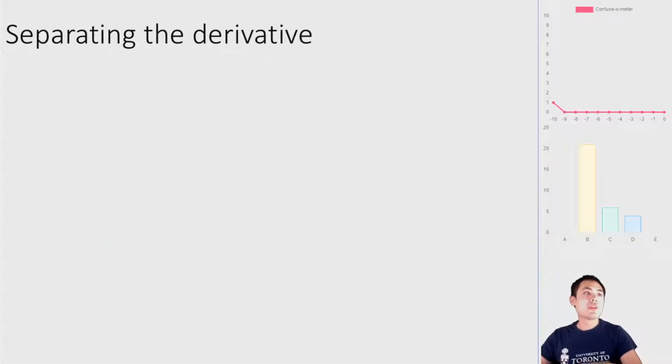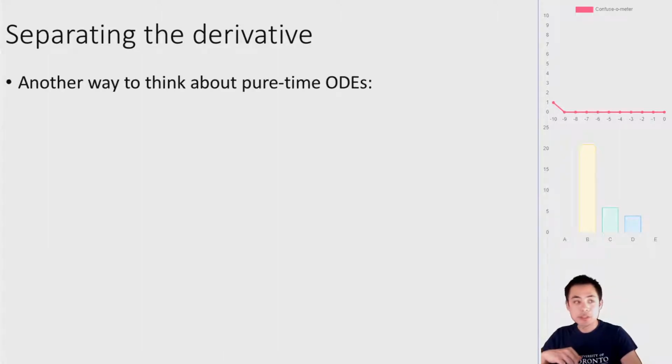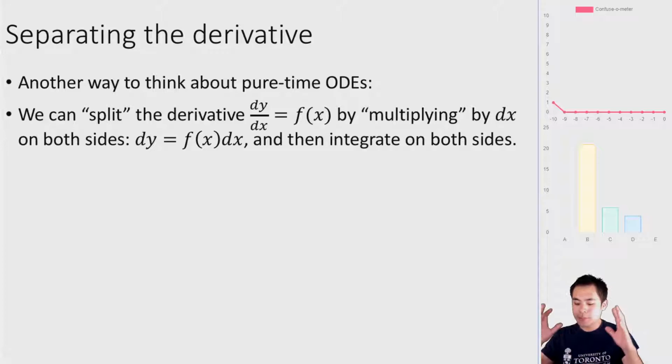So, what else can we do? So there's another way we can think about these pure time ODEs. And it'll be a little bit odd to think about it this way, but it turns out that this will be helpful in solving other ODEs in a moment. So another way we can think about it is we can split the derivative by multiplying by dx, in quotes, because dx is an infinitesimal, and we haven't talked about formally how you can manipulate them.